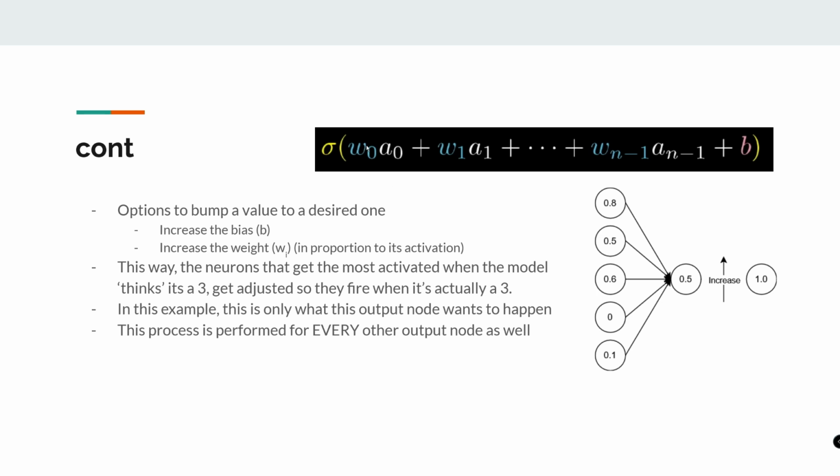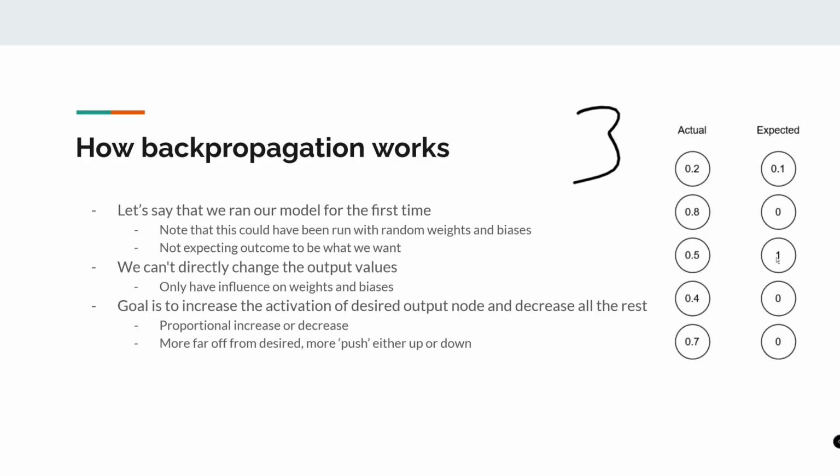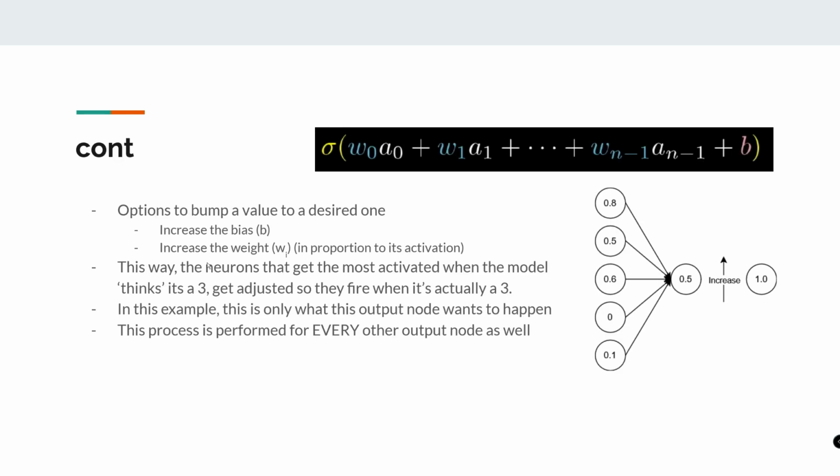Okay, so we have options to bump a value to the desired value that we want. In this particular case, we have 0.5, but we actually want to increase this so that it's a 1.0. Like I said, we expect this to be a 1, but we got a 0.5. In this particular case, when we pass the number 3, these neurons here fired. We got a 0.5, but we want this number to be a 1.